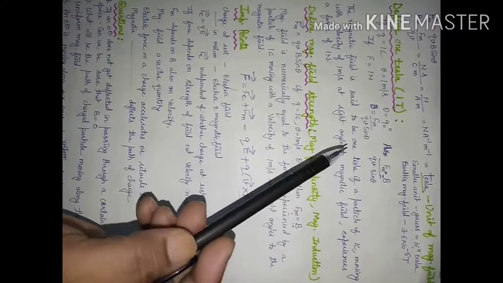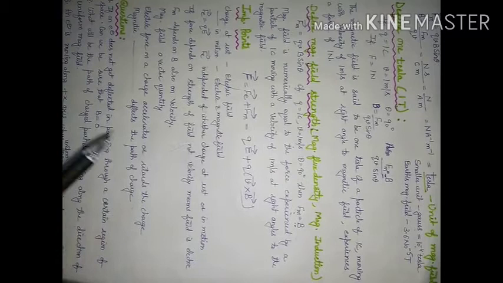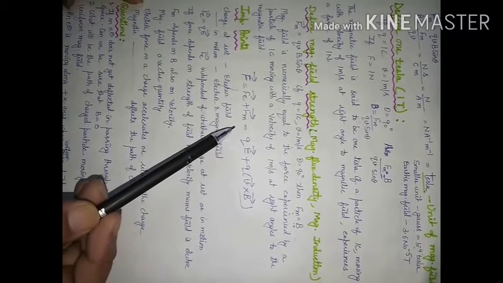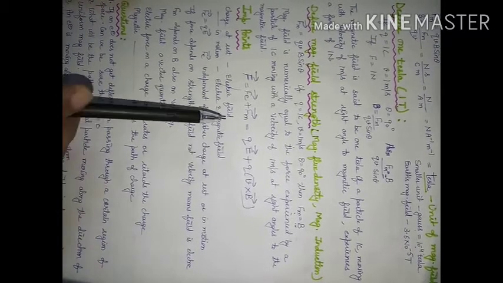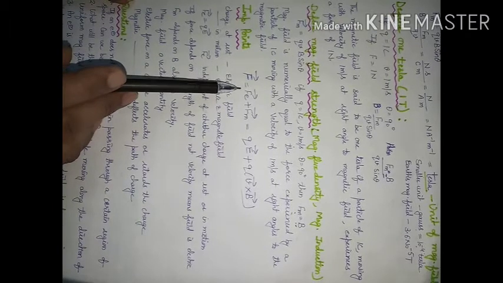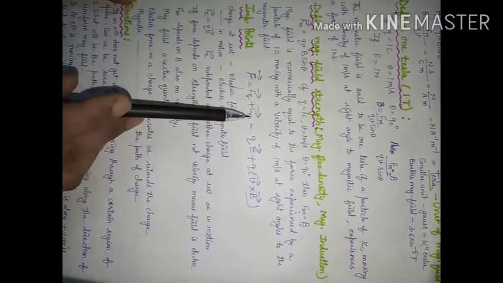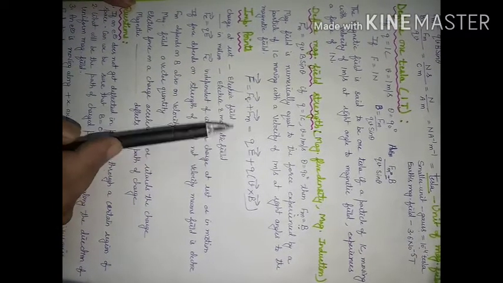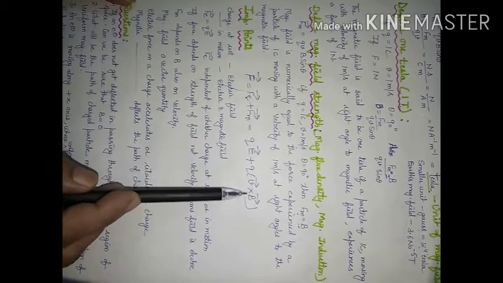So if we recall what we have done till now, or conclude the different equations, the total force can be given by force due to electric field plus force due to magnetic field, that will be equal to QE plus QV cross B.